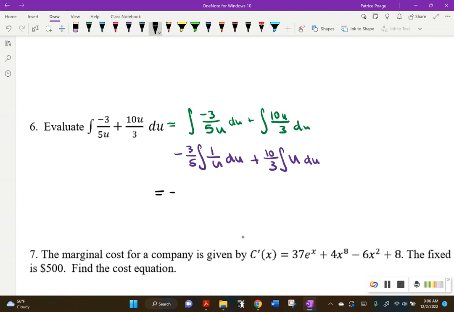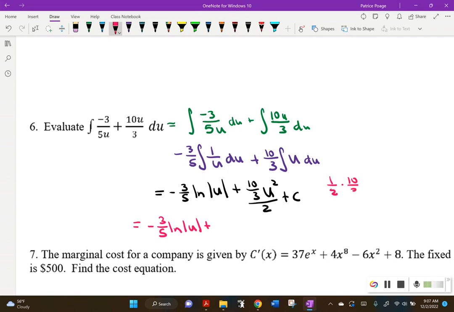So integrating, we have negative 3/5 natural log of the absolute value of u plus 10/3 u to the 2 divided by 2 plus c. And so we have negative 3/5 the natural log of the absolute value of u plus, dividing by 2 is the same thing as multiplying by 1/2. So 1/2 times 10/3, 2 will go into 10 5 times. That'll be 5/3 u squared plus c.